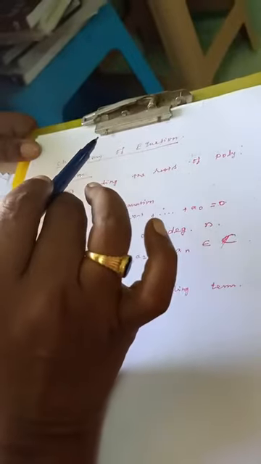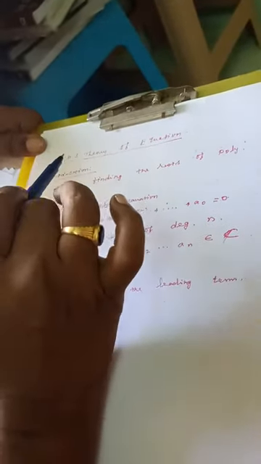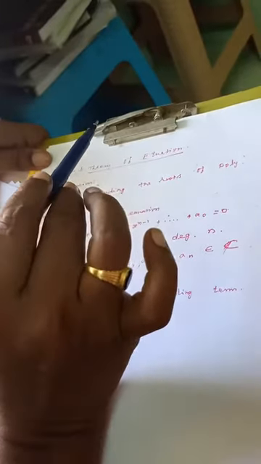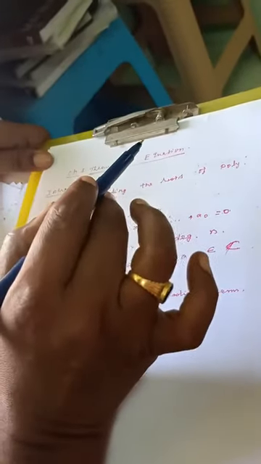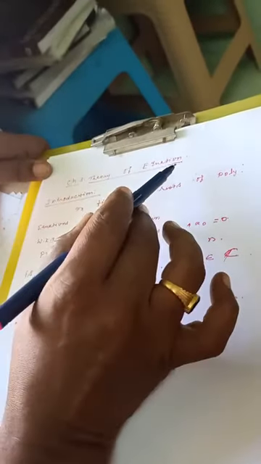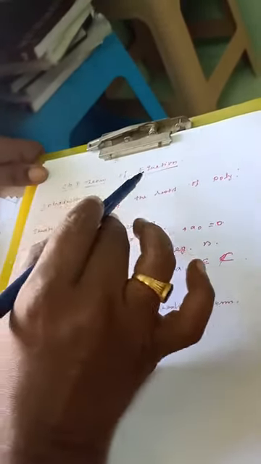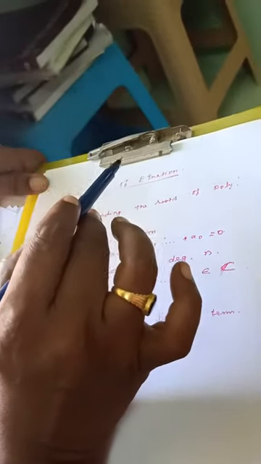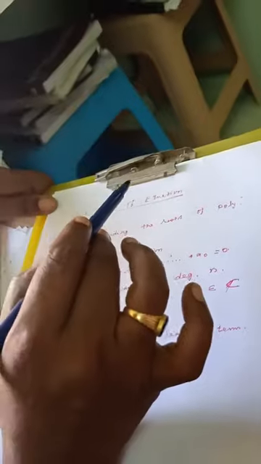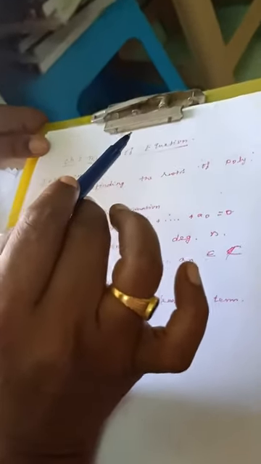Okay, today, in the previous class, I taught about chapter 1 and chapter 2. Now I teach chapter 3, Theory of Equation. The Theory of Equation is a very easy chapter. It has an important role in mathematics.